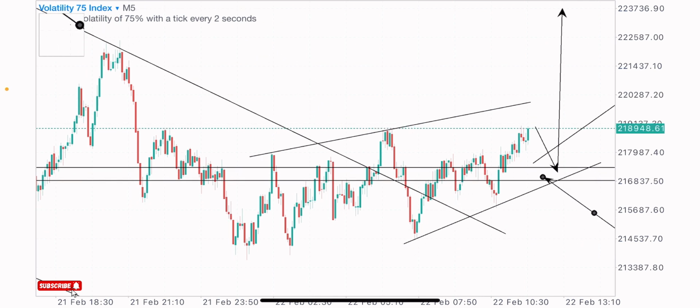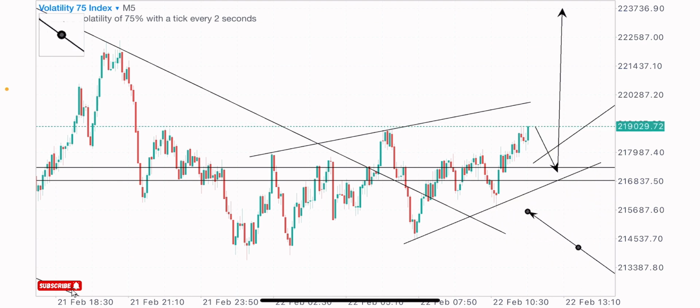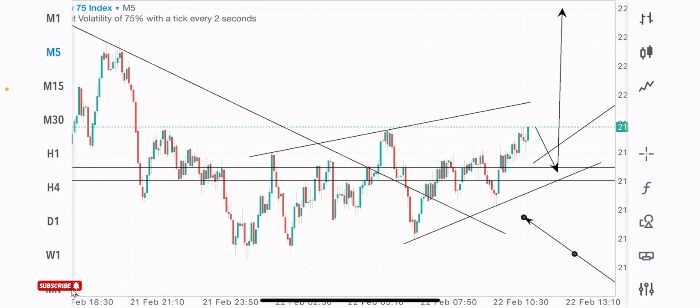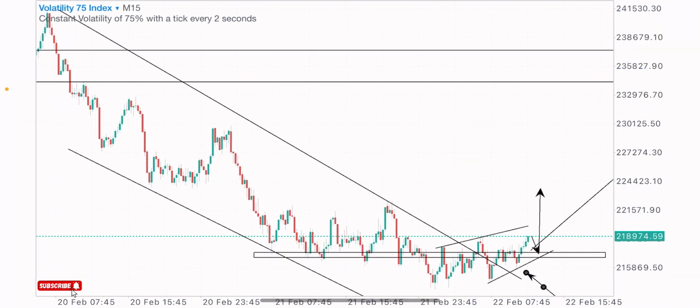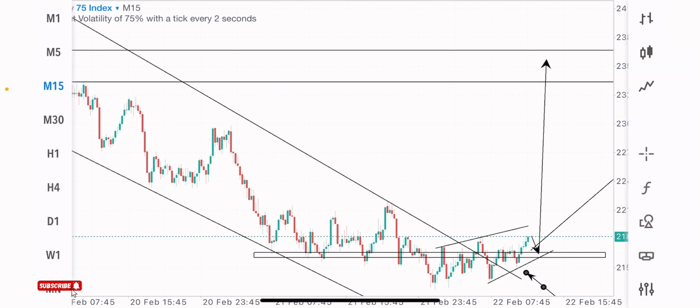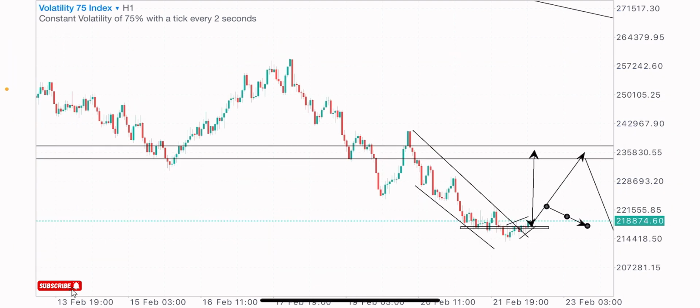So I'll be having my entry. If price retraces back to the downside, my stop loss would be below these lows, right? So that's my view and trade projection on V75 index. The buy to the upside for the sells, for long-term sells. So that's it, guys. That's my analysis and market view on the Volatility 75 index price action.